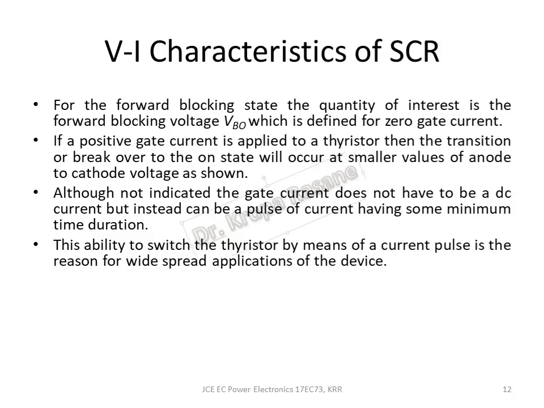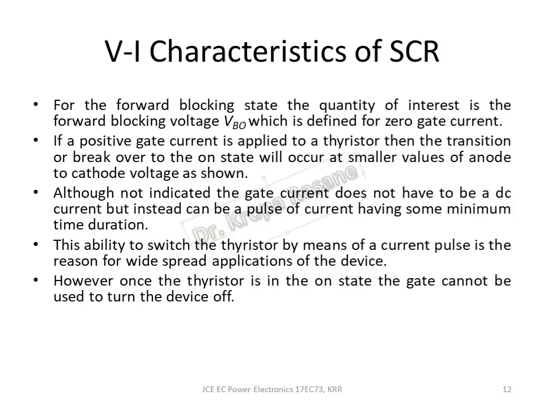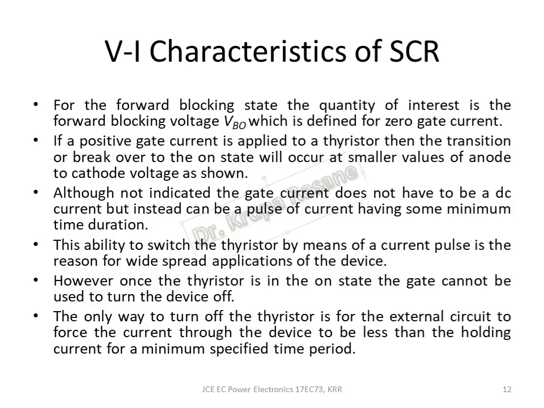This ability to switch the thyristor by means of current pulse is the reason for widespread application of the device. However, once the thyristor is in the on state, the gate cannot be used to turn the device off. The only way to turn off the thyristor is for the external circuit to force the current through the device to be less than the holding current for a minimum specified time period.